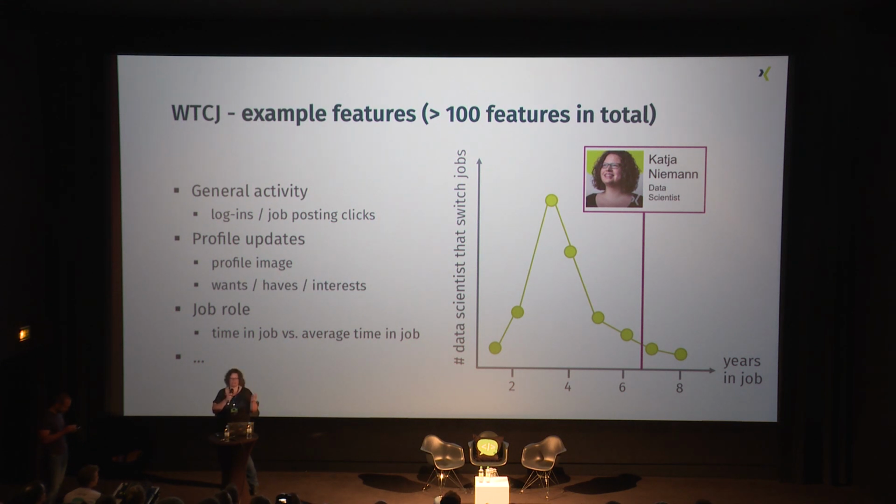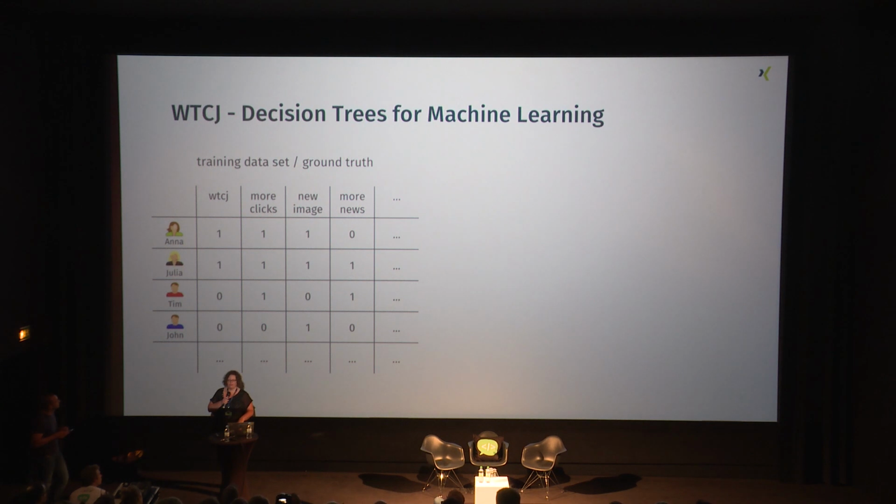Another thing is the duration someone has already spent in a job role. For example, which you can see in this totally made up diagram, data scientists tend to change their job after 3 to 4 years. So this is also something that we take into consideration. So how to combine these features? We decided here to use XGBoost, which is gradient boosted trees, and I will say something about that.